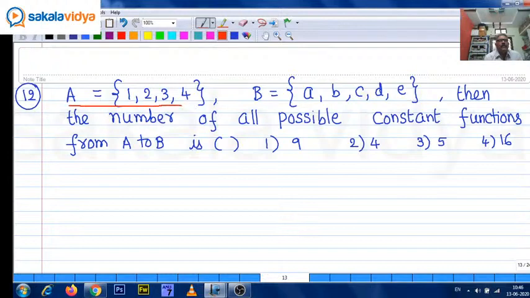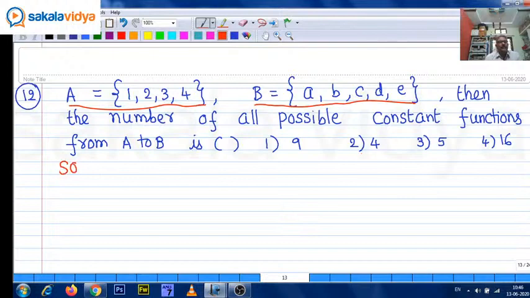A equals 1, 2, 3, 4. B equals A, B, C, D, E. Then the number of all possible constant functions from A to B. So we need to write. Okay, wonderful.